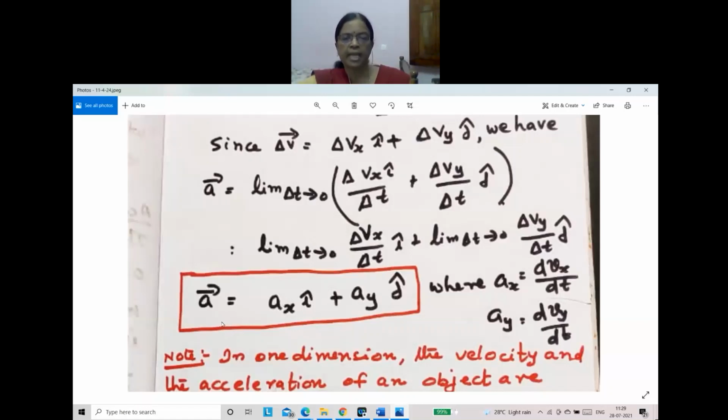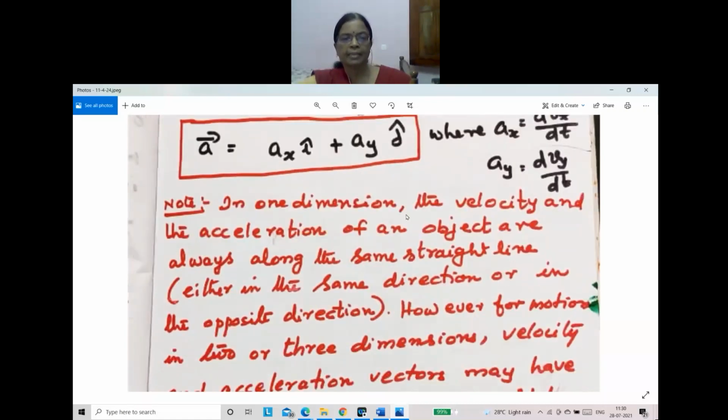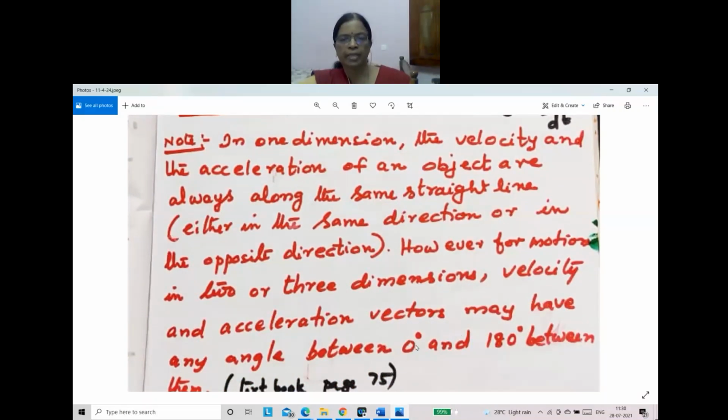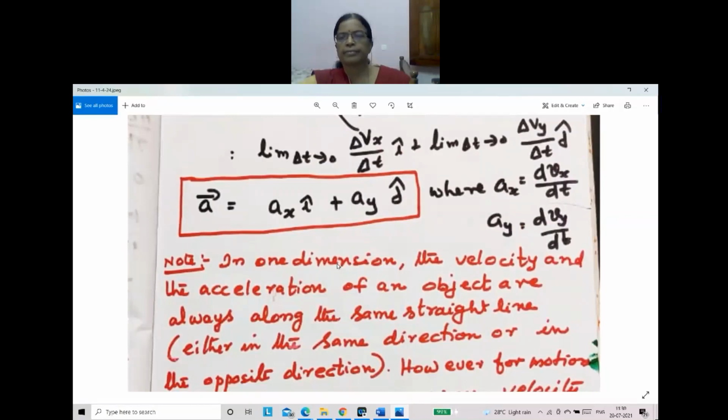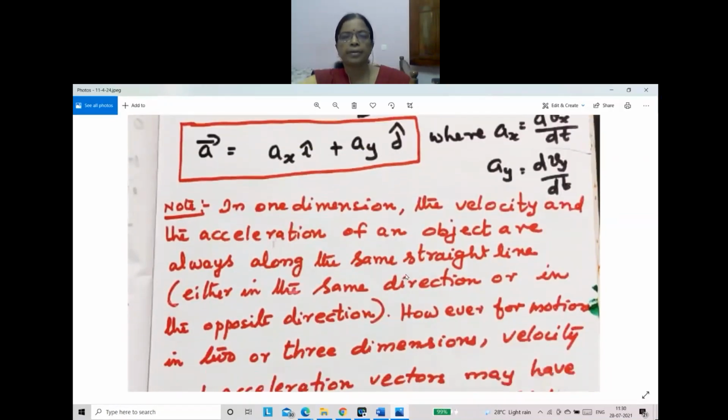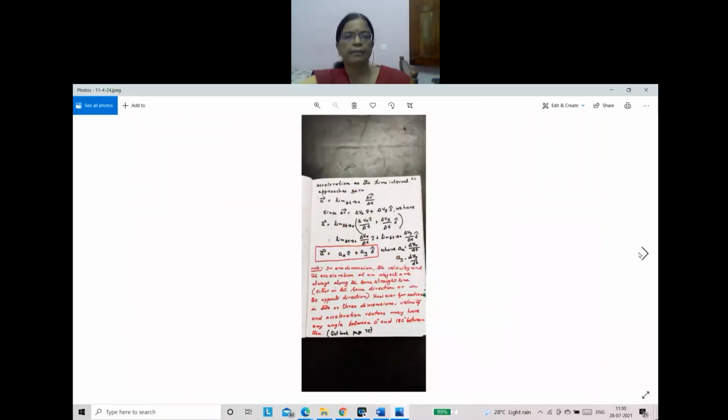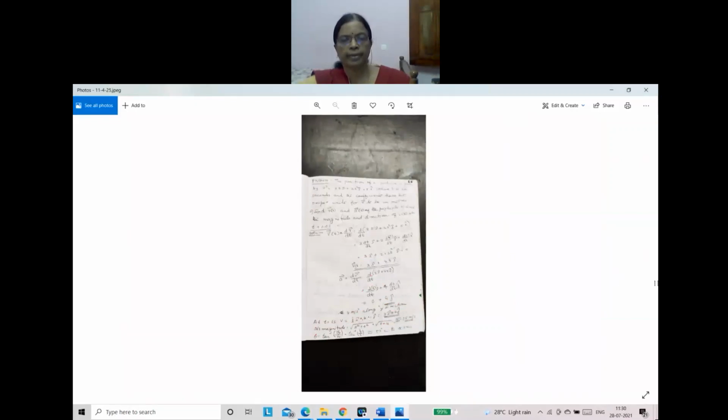What is the magnitude of acceleration? Root of ax square plus ay square, just like we did for velocity. Here also the acceleration has magnitude root of ax square plus ay square. And the direction can be any value between 0 and 180. Okay, so that is written here. Then the problem, we can discuss later.